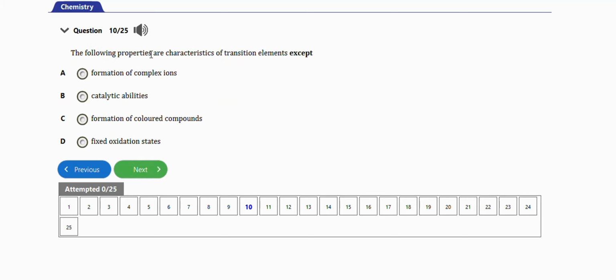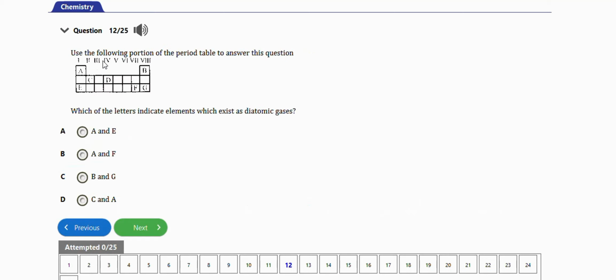It says the following properties are characteristics of transition elements except: formation of complex ions, catalytic ability, formation of colored ions, fixed oxidation state. So it's option D, fixed oxidation state. Transition elements have variable oxidation states and not fixed oxidation states. Next question will be this one. It says in the periodic table, the elements that lose electrons most rapidly belong to group 1. The next question will be this one.